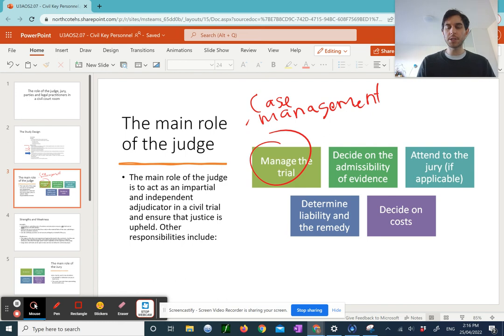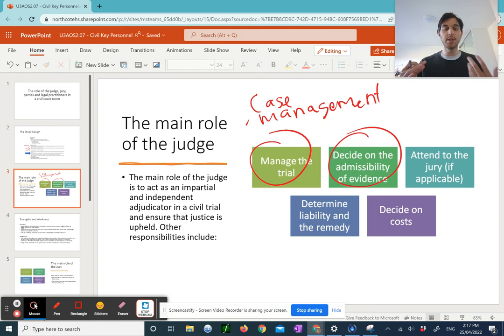So they could give you directions, for example, to limit the number of witnesses you're allowed to call, or limit the number of documents you provide as evidence, or require you to attend mediation to try and solve it before going to court. All of these things they can order you to do to try and make the case resolve quickly and efficiently. They also make decisions on the admissibility of evidence.